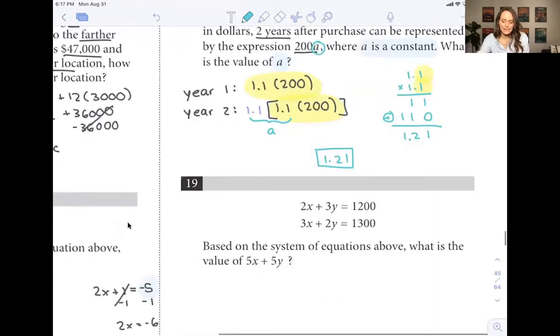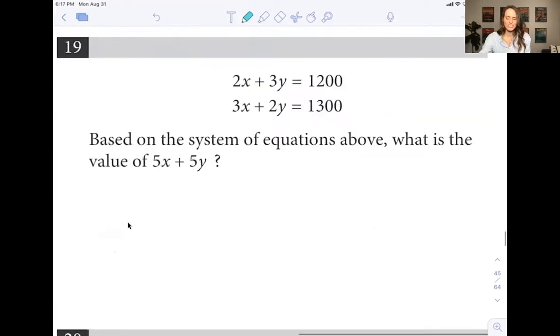So for number 19, if you haven't already taken this test, I want you to just take a second and, without showing any work, putting a pencil on paper, think about what the answer is. I'm just going to give you 20 seconds. So I'm going to count to 20 in my head and see what you guys put here.